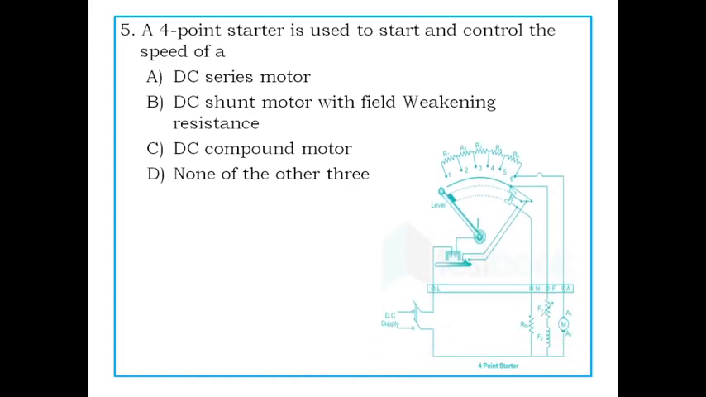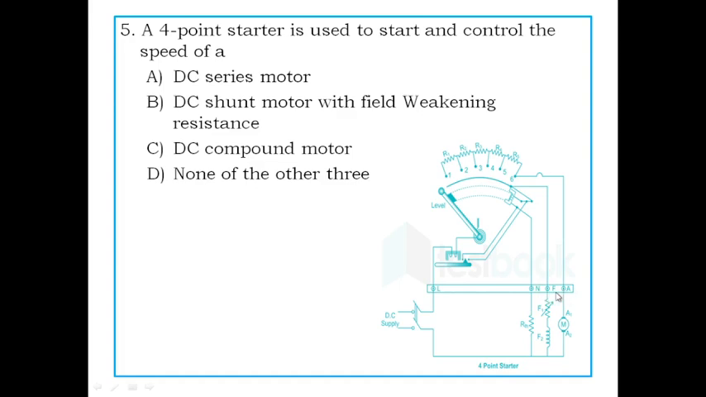So here DC shunt motor will be the option, because look at this circuit here. A DC shunt motor will have four terminals of the starter. One is for line, the supply voltage, the other one is the return path, that is neutral, and field and armature will be the remaining two paths.